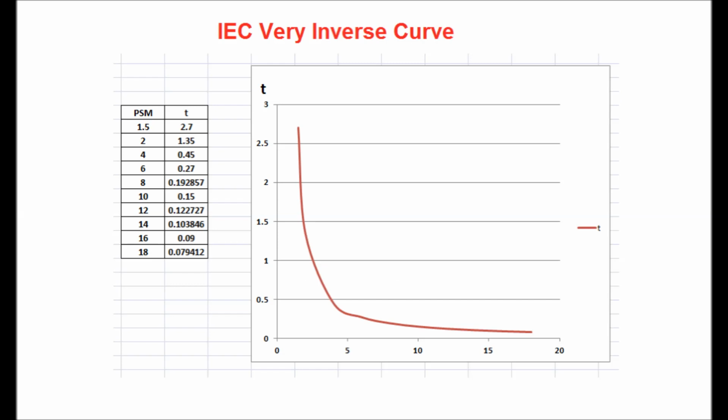So for different values of PSM, the trip time is given by the table as mentioned on the left side of the picture, and the trip time versus PSM curve as mentioned in this picture. It can be clearly seen that the lower the value of the PSM, the higher the trip time, and the higher the value of the PSM, the lower the trip time.